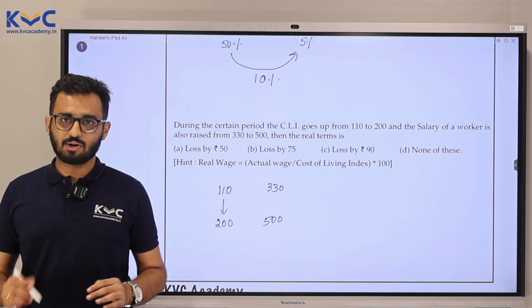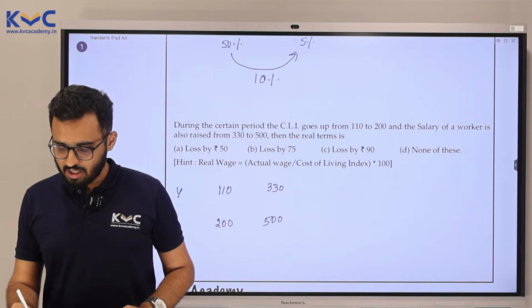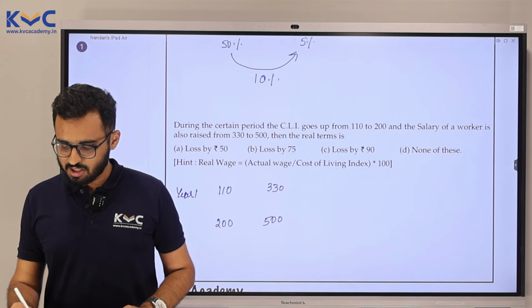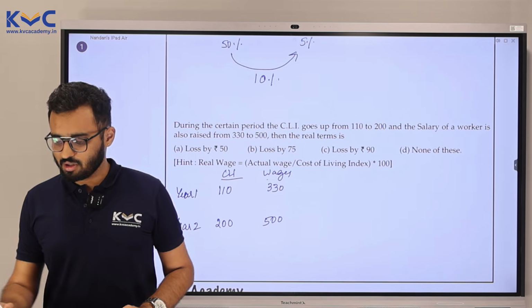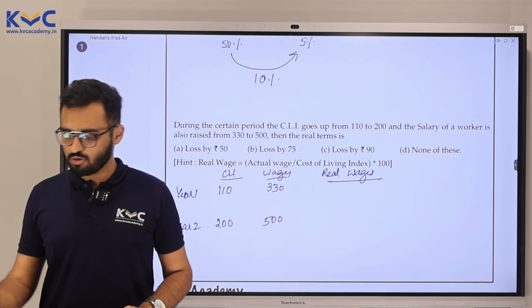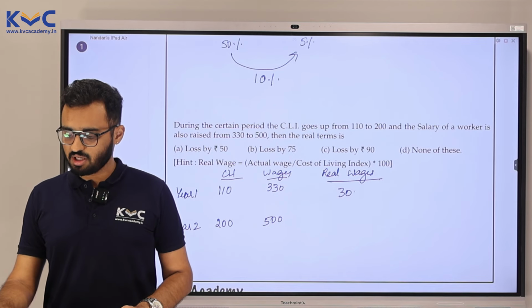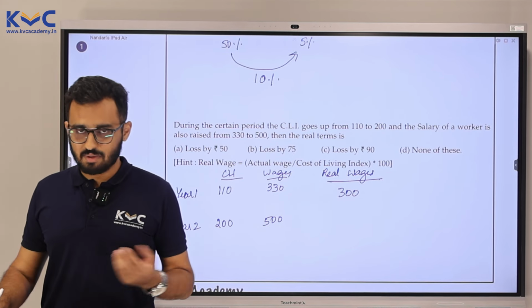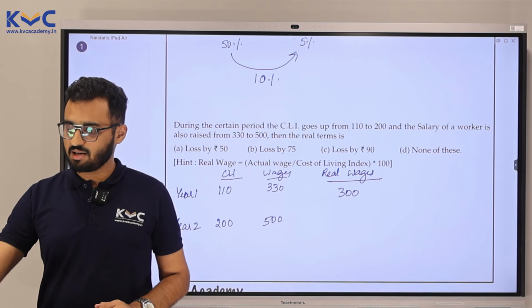Okay, so basically what we need to do is deflate this and then compare what happened to the wages. So in year one, and this is year two, let's say, your CLI was this much, your wages was this. So now can we get our wages to real wages? Real wages, how do you do that? 330 divided by 110 into 100. Correct? It comes to 300. Actual wage, that is 330 divided by CLI, which is 110 into 100, 300. Similarly, 500 divided by 200 into 100, you get 250.